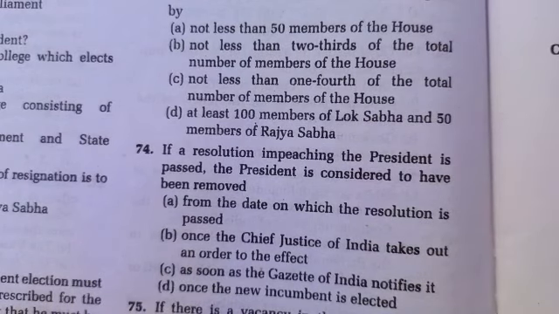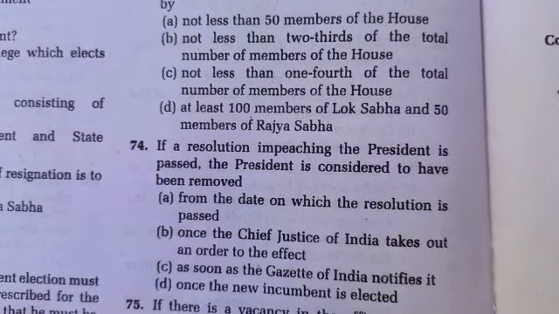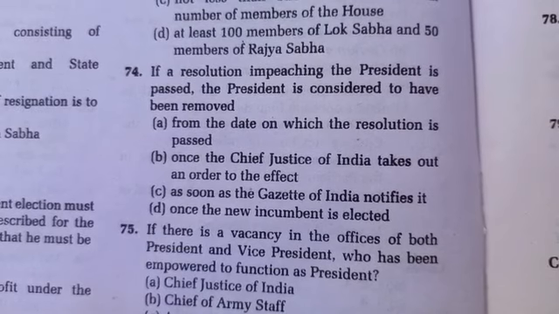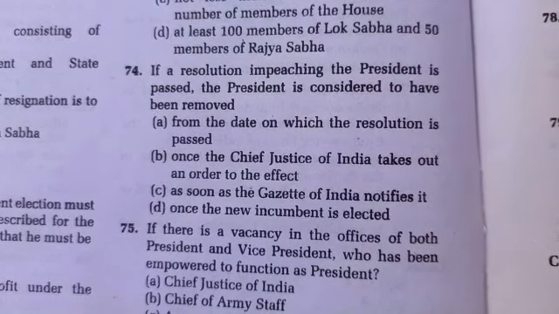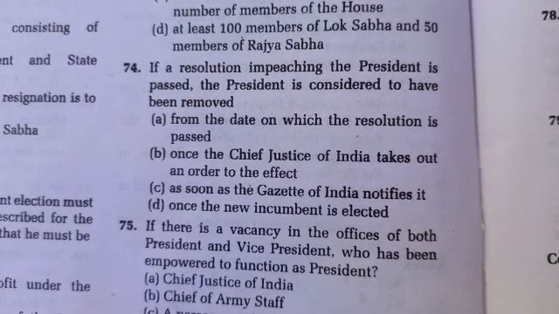If a resolution impeaching the president is passed, the president is considered to have been removed. Option A is correct. Considered to have been removed from the date on which the resolution is passed. If there is a vacancy in offices of both president and vice president, who has been empowered to function as president? So the right answer is option A, Chief Justice of India.